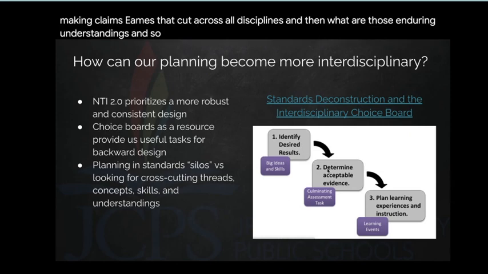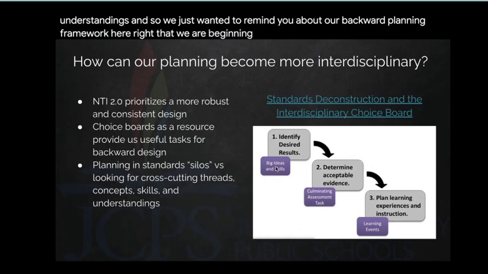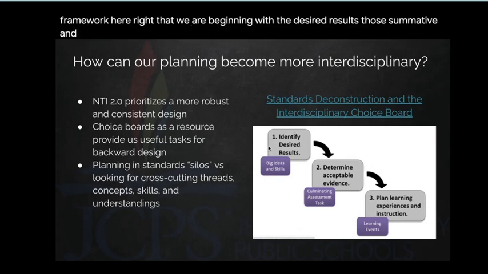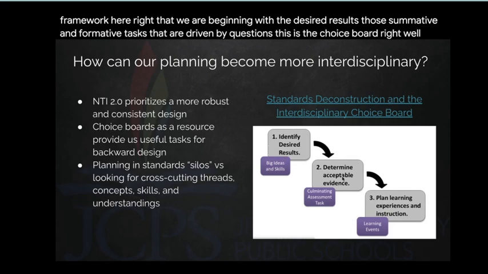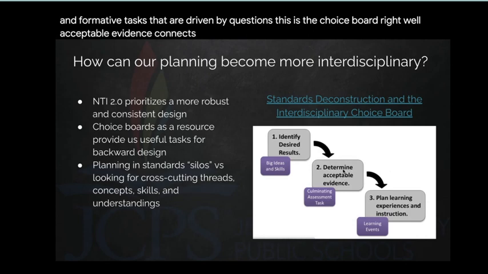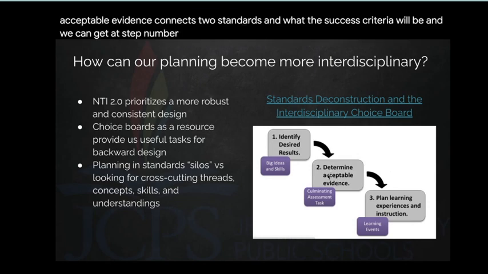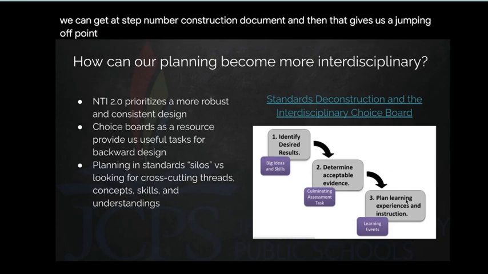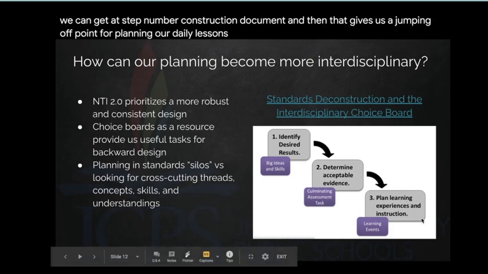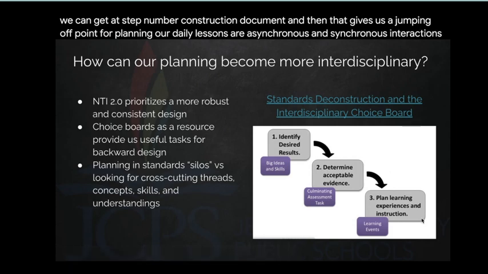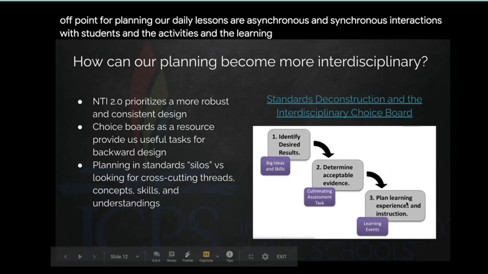And so we just wanted to remind you about our backward planning framework here, right? That we are beginning with the desired results, those summative and formative tasks that are driven by questions. This is the choice board, right? Well, acceptable evidence connects to standards and what the success criteria will be. And we can get at step number 2 by using our standards deconstruction document. And then that gives us a jumping off point for planning our daily lessons, our asynchronous and synchronous interactions with students, and the activities and the learning that they're going to be doing.